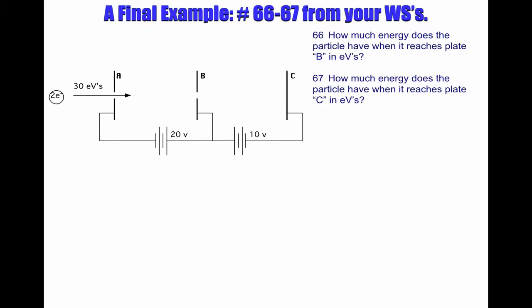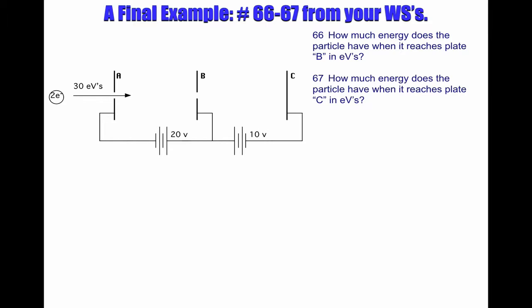Final example. This time we're going to do some work with EVs, electron volts. And really when I think of electron volts, I think of elementary volts. In other words, the charge is equal to the magnitude of an elementary charge times voltage. Or really, the charge equal to the magnitude of an electron times the voltage. So how much energy does the particle have when it reaches B in EVs?